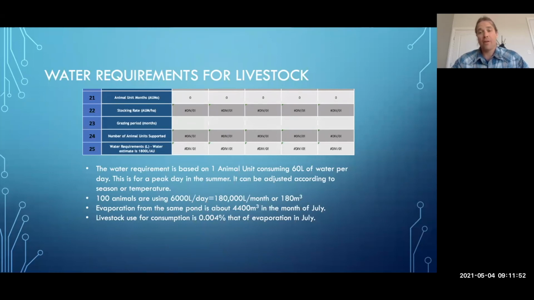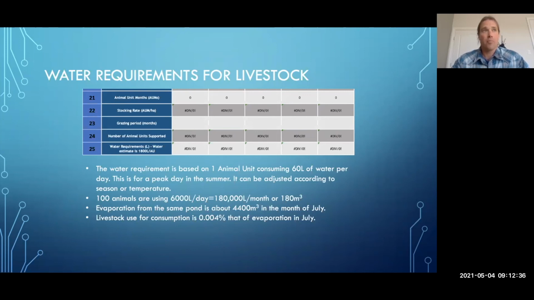And if we consider evaporation from a pond, I'm going with a pond that's about 4.5 hectares in size, evaporation from that same pond is about 4,400 cubic meters just for the month of July. And so livestock consumption would be about 0.004% of the evaporation in July. It just puts into context what livestock are using in terms of drinking water for the time they're on Crown Range, based on the amount of forage that's available for a specific water resource.